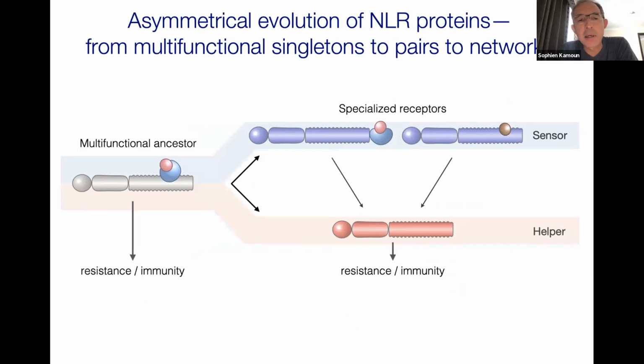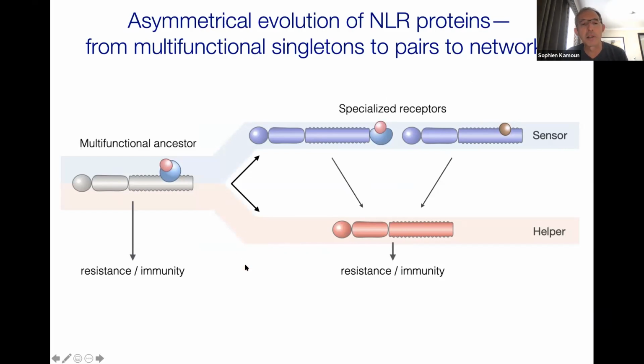And the model we came up with is that NLRs ancestrally were essentially, if you want, multifunctional receptors. So they have the capacity to detect effectors directly or indirectly, sometimes through a host target, or host partner, should I say, known as a guardee or a decoy. But these multifunctional ancestors can also execute the immune response on their own. They don't need additional NLRs to do that.